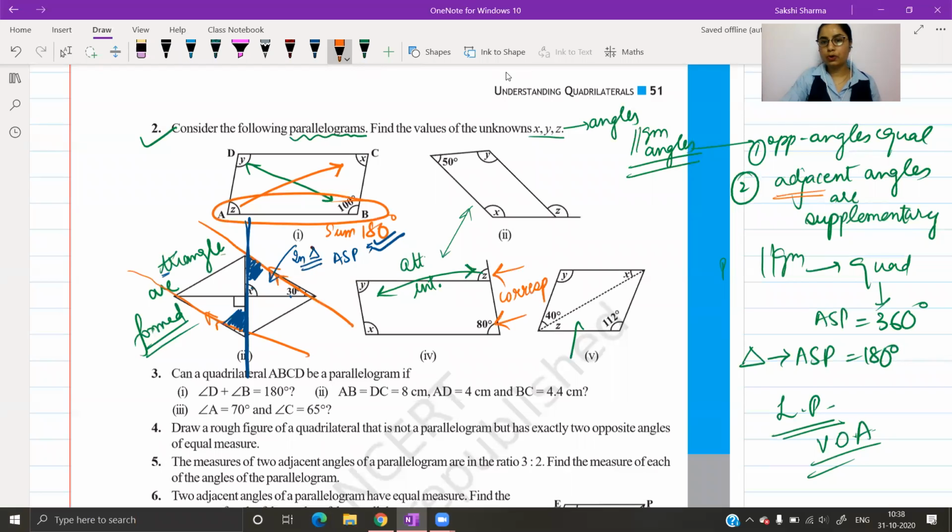These are corresponding. In either way, answer will be same because y is equal to 80 and y is equal to z, so all three will be equal to each other.